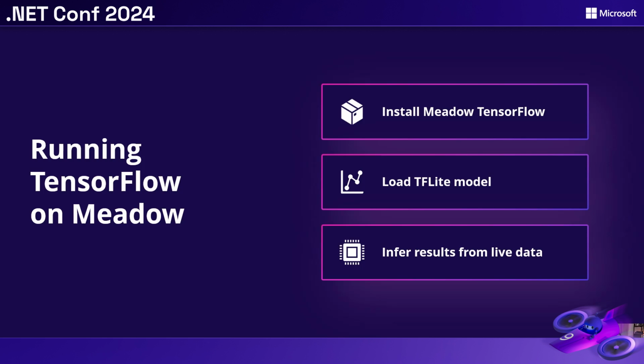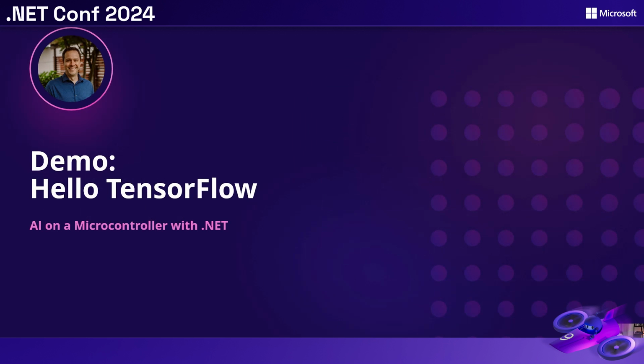Next, we'll prepare the input data for the model. This could be sensor readings, image data, or any other data that the model expects. Then we'll execute the model with the input data and collect the output results, just like you saw in the previous slide. That's going to allow us to interpret the results and use them to make decisions or trigger actions within our application. So now is a perfect time for a demo. Let's hop in and take a look at running TensorFlow Lite on a microcontroller with .NET and C#.